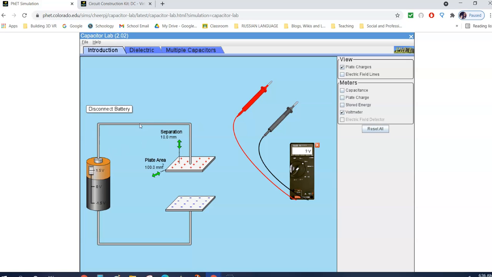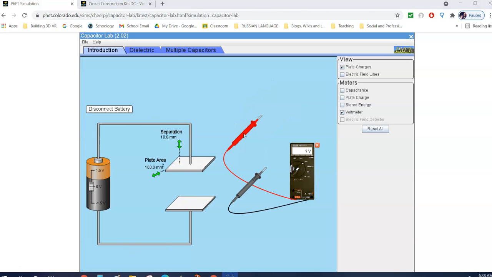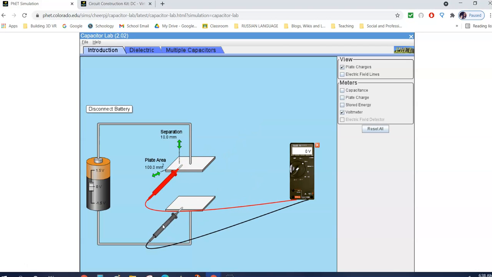Watch what happens. This arrow is representing the direction the electrons are flowing. Okay, so have a look at what's going on on these two plates. If I take this voltage down, notice the arrow's going the other way.